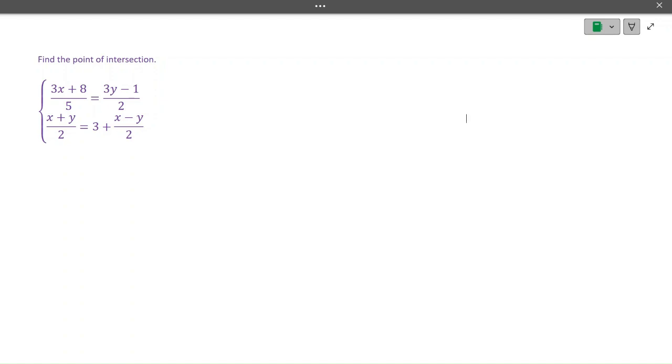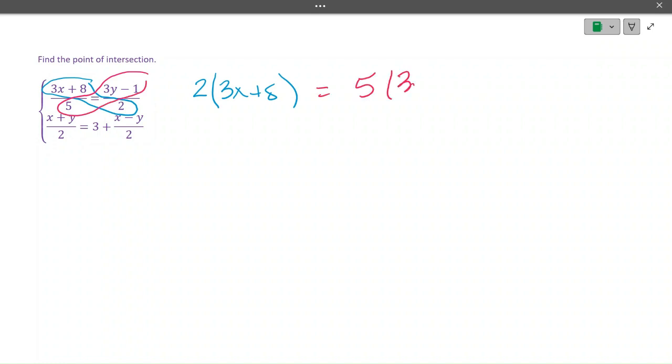I'm going to go ahead and isolate one of the variables in the first equation. I'm going to do that by cross multiplying because I notice my denominators are different. When I cross multiply, by the way, this only works if you have an equal sign. I'm going to be multiplying 2 by 3x plus 8, and I'm going to do the same thing over here, and that's 5 times 3y minus 1.